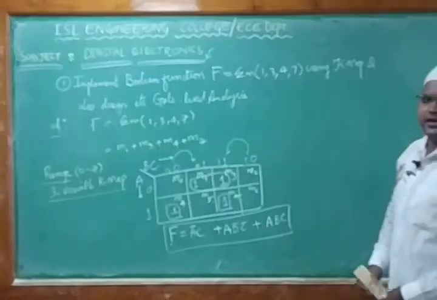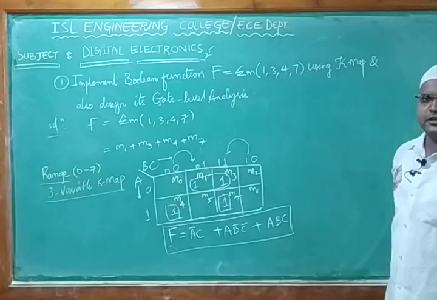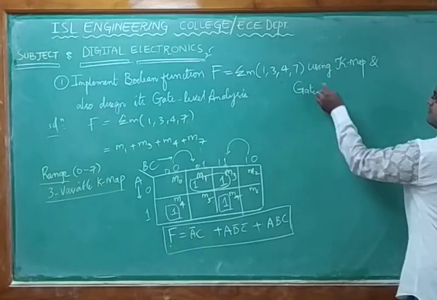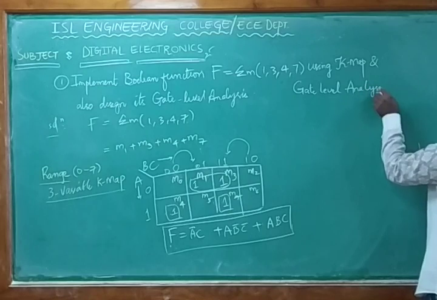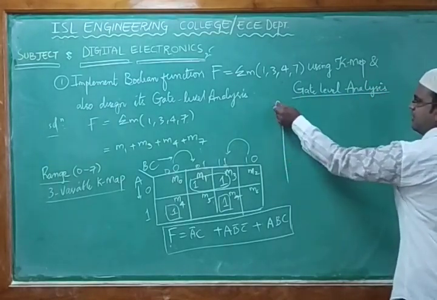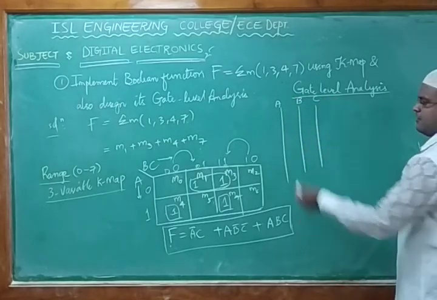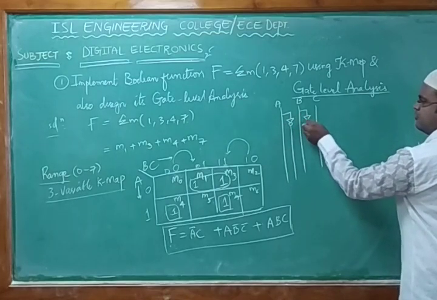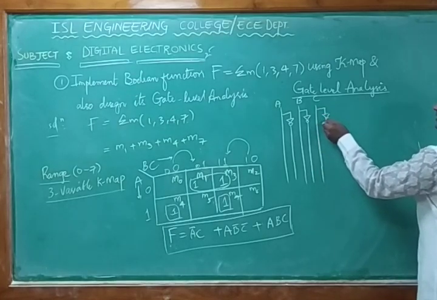So what is the criteria given in that? We need to take either a vertical approach or a horizontal approach, and design that particular function. So what will we do? We'll take gate level design, gate level analysis. We have 3 variables, A, B and C. So we'll connect one NOT gate for getting A complement, one more NOT gate for getting B complement, and one more NOT gate for getting C complement.